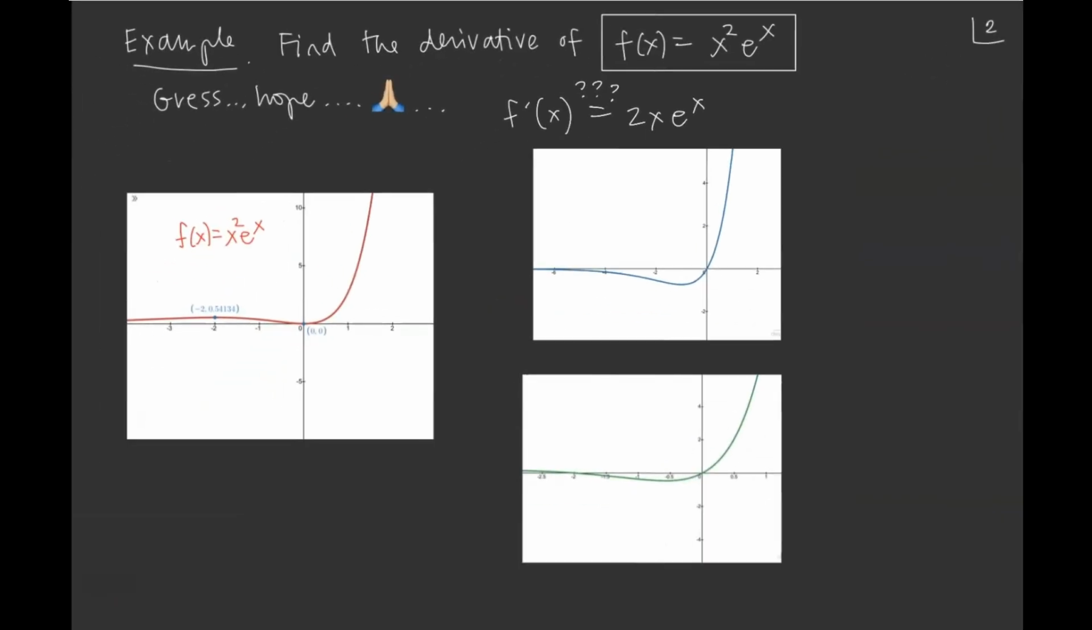So let me tell you what this function up here is. This is y equals 2x e to the x. So unfortunately, the one that we really hoped would be the derivative is not the derivative. We were guessing, hoping, praying that maybe this would be the derivative, and the answer is no, unfortunately.